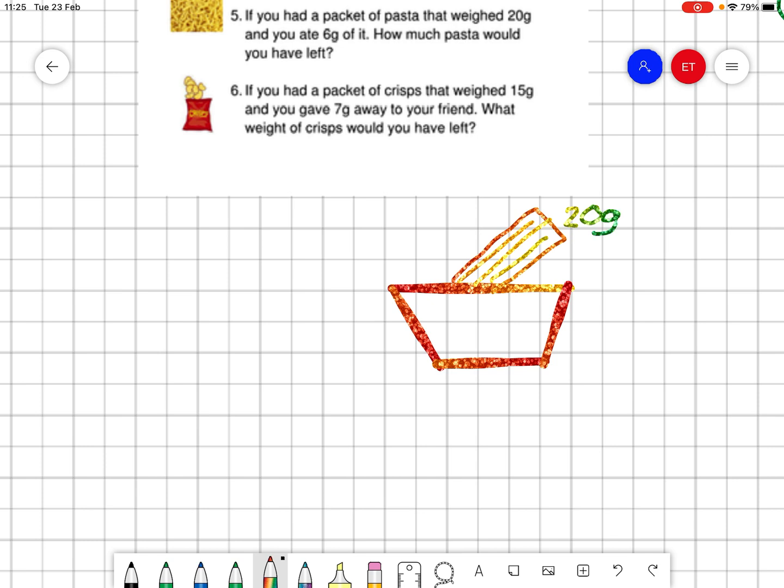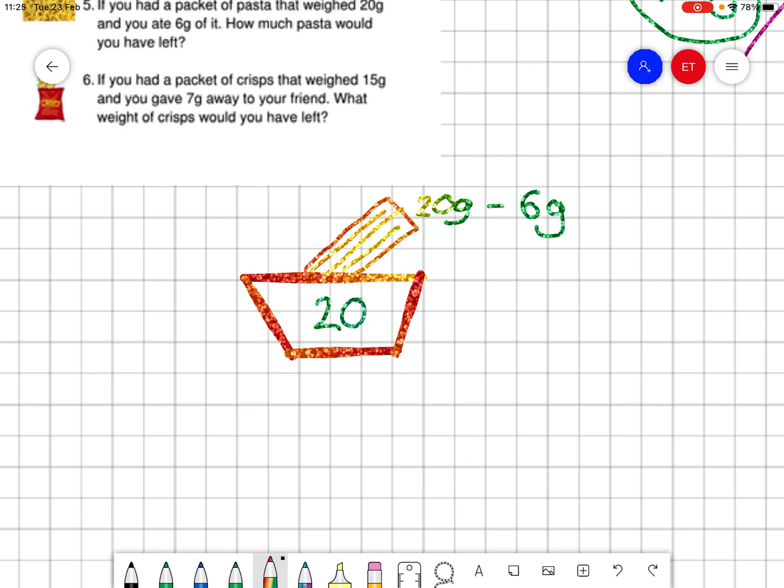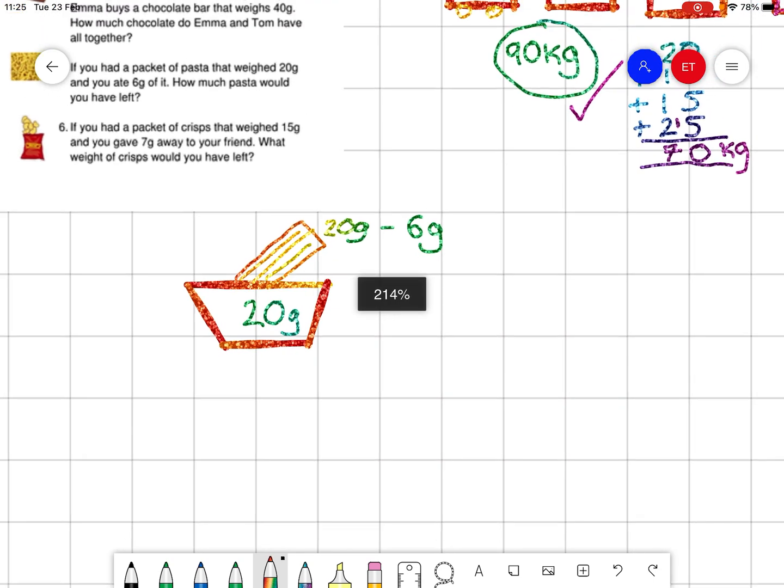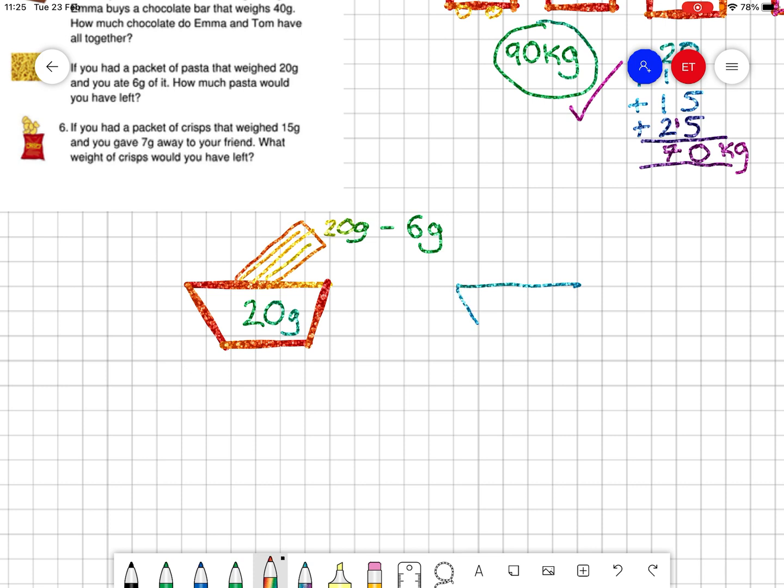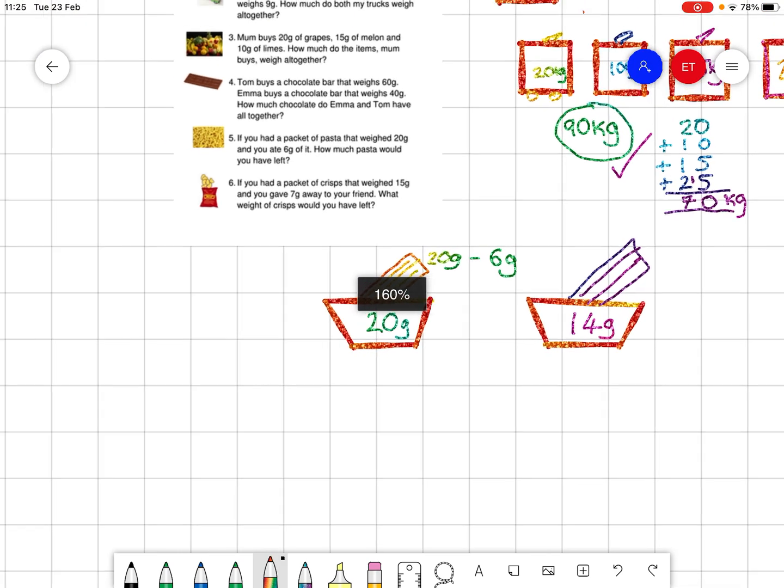Now you have eaten 6 grams of it. So that's gone. Okay, so if something's been taken away, then that must be subtraction. So you're taking away 6 grams of the pasta. So that was 20 grams, and if we take away 6 grams on our new scale, there's going to be how much? 14 grams. Okay, so that would be our answer.